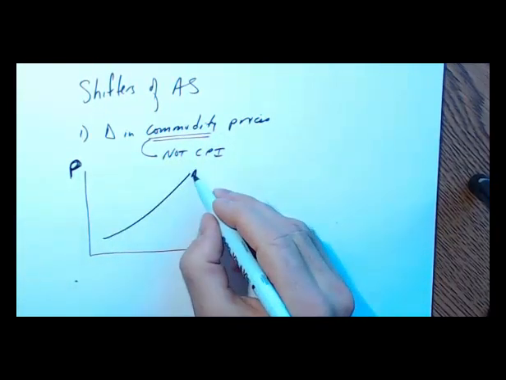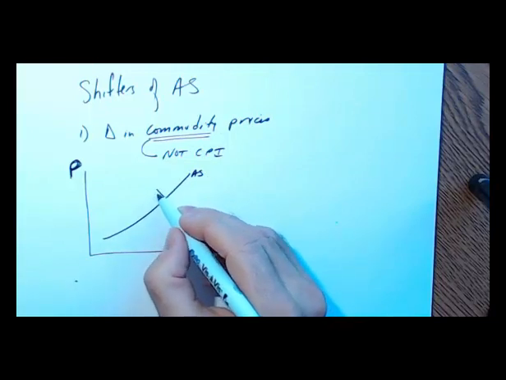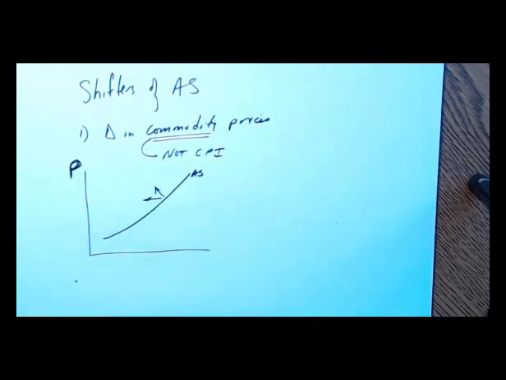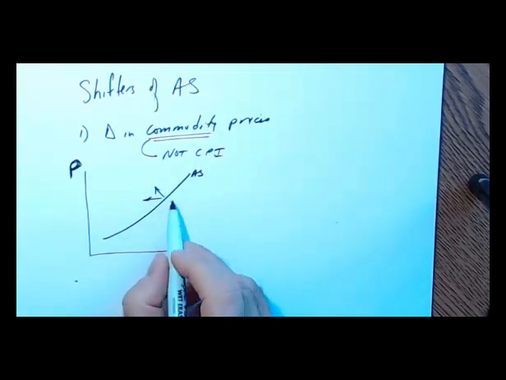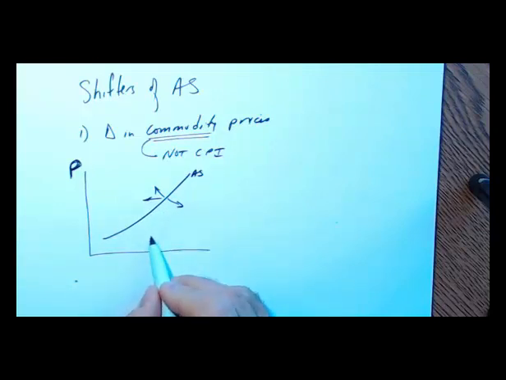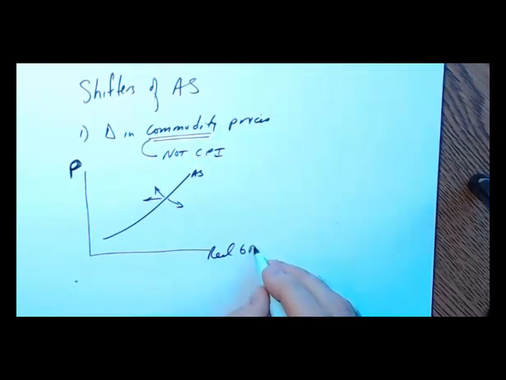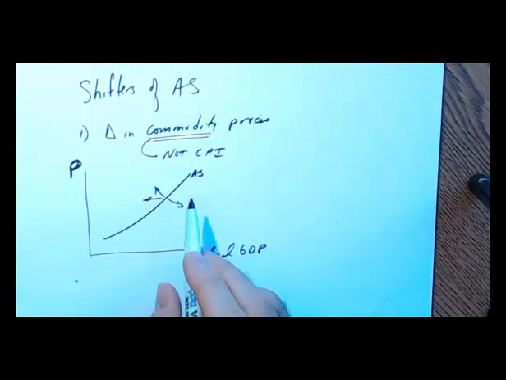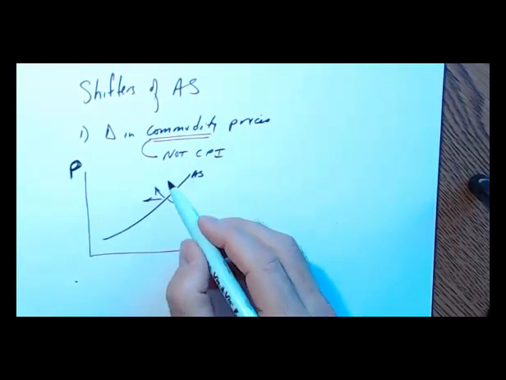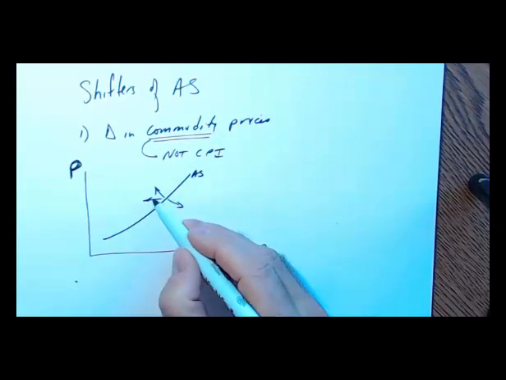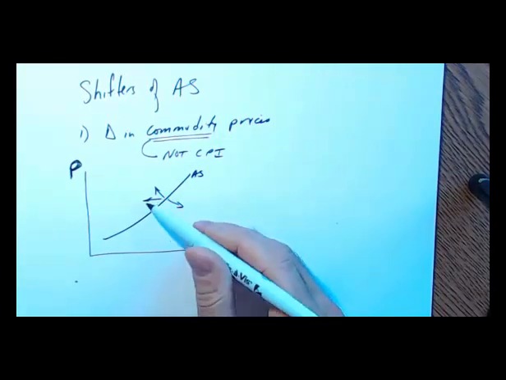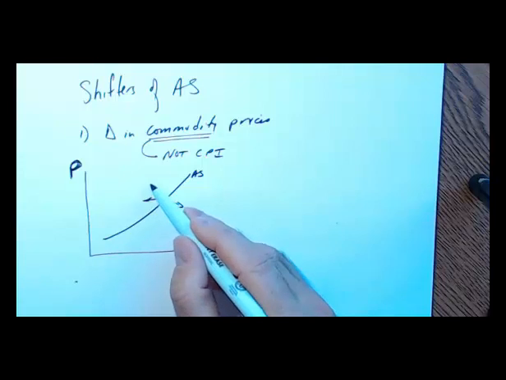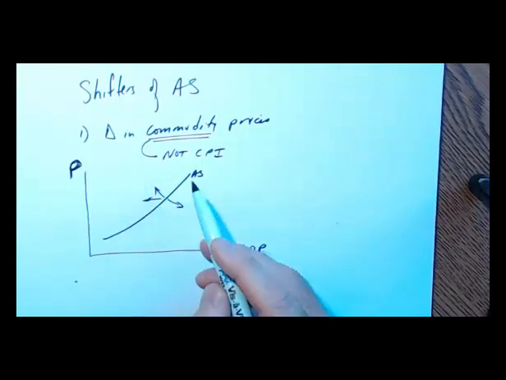So when input prices go up, your supply curve is going to move up or to the left. And if commodity prices come down, like oil prices come down, you're going to have an aggregate supply curve that moves out. Real GDP is on this axis. So oil could be a factor, or any other commodity price. If steel prices or agriculture prices go up, you're going to move in this direction to the left.